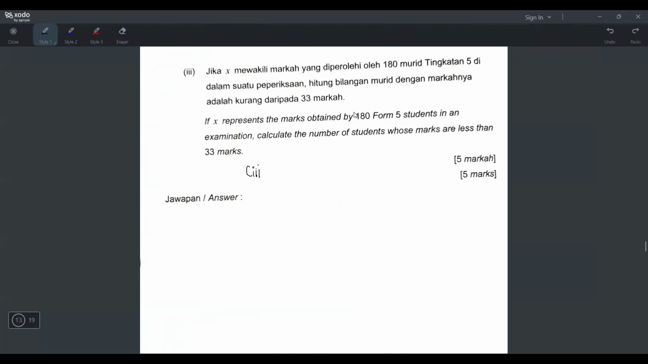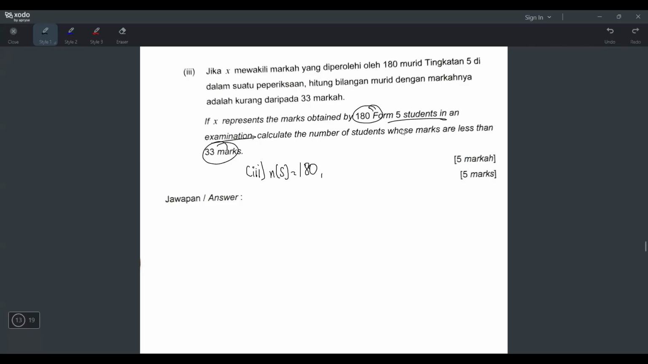Okay, if X represents the marks obtained by 180 students in an exam, calculate the number of students whose marks are less than 33 marks. Okay, what's the meaning here? So what is 180 first of all? 180 is the total, right? The total number of students. So this one I'll call it NS. Later I'll explain why I write NS here.